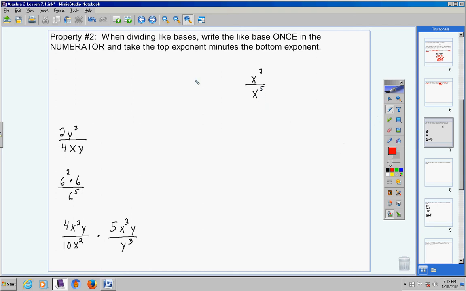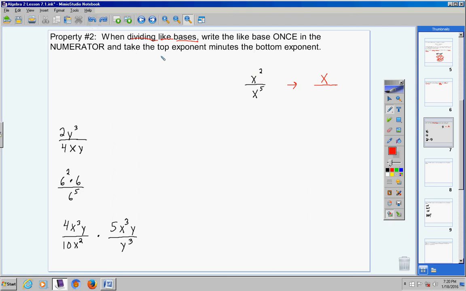Okay, we have an x divided by an x, so we have like bases. So what do you do when you're dividing like bases? You write the like base once. Where? In the numerator. So put your fraction bar and put your x up top. That's your like base, isn't it? What's your base here? X. What's your base here? X. They're like. When you're dividing like bases, write the like base once in the numerator.